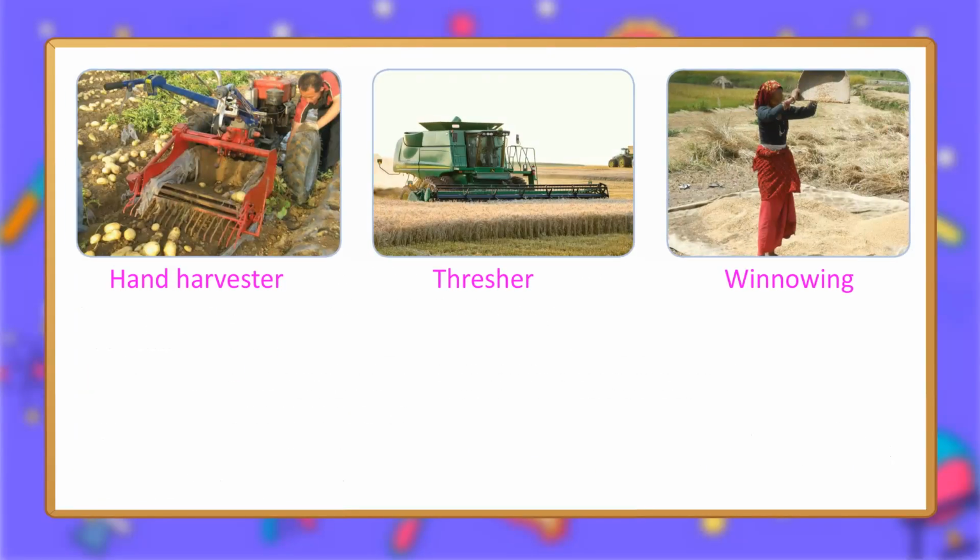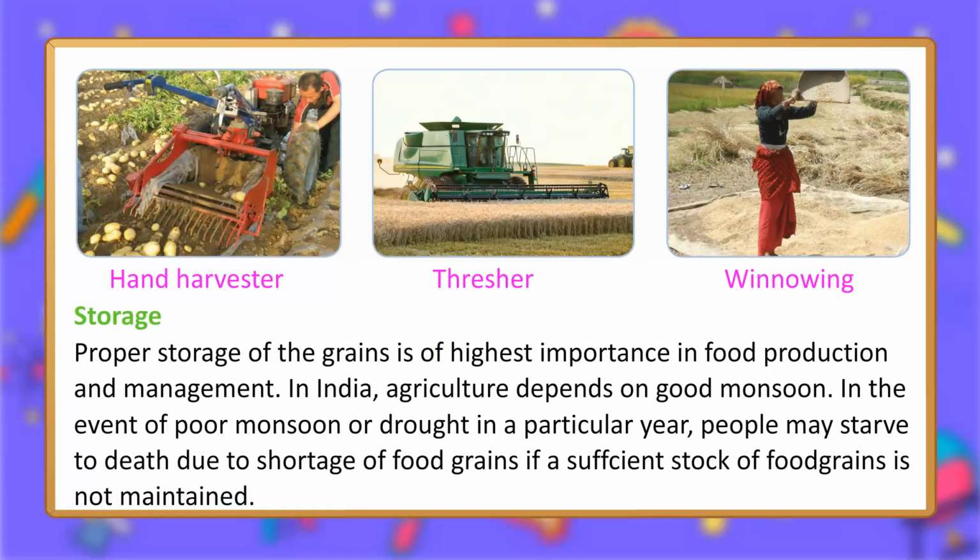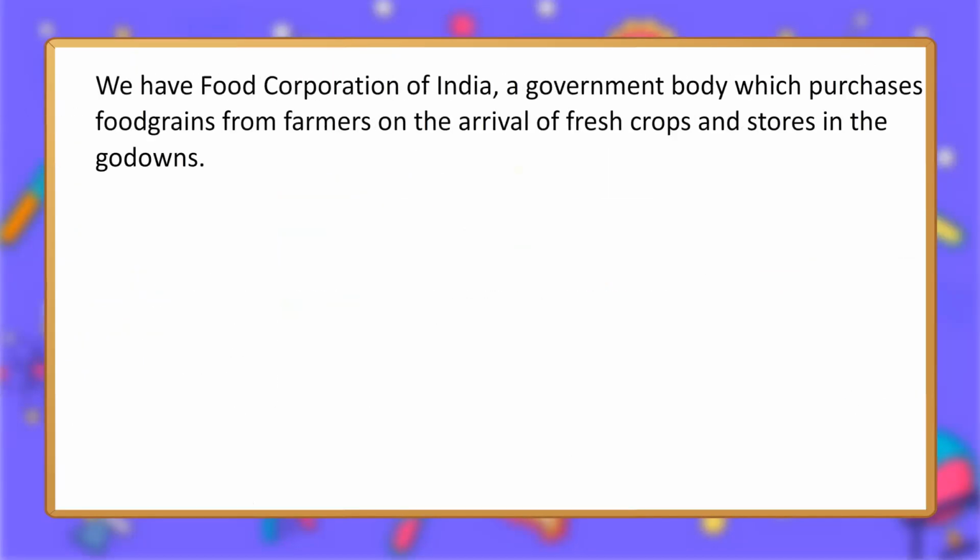Hand harvester. Thresher. Winnowing. Storage. Proper storage of the grains is of highest importance in food production and management. In India, agriculture depends on good monsoon. In the event of poor monsoon or drought in a particular year, people may starve to death due to shortage of food grains if a sufficient stock of food grains is not maintained.